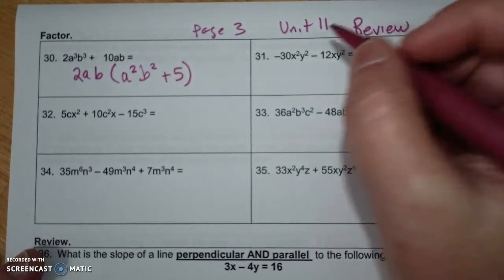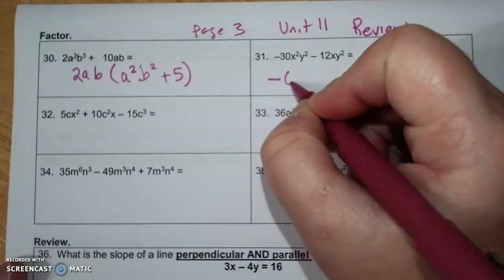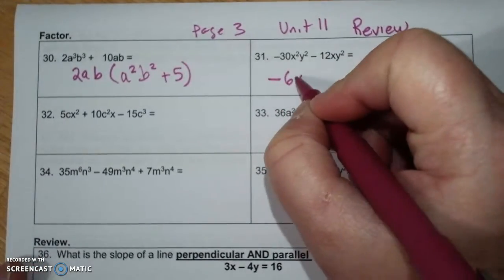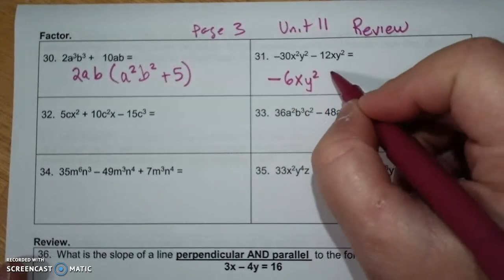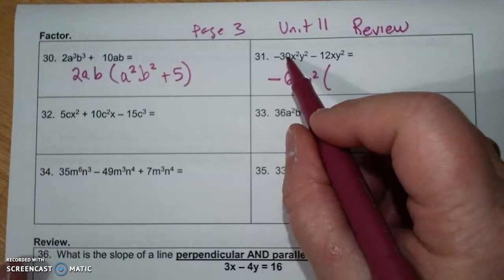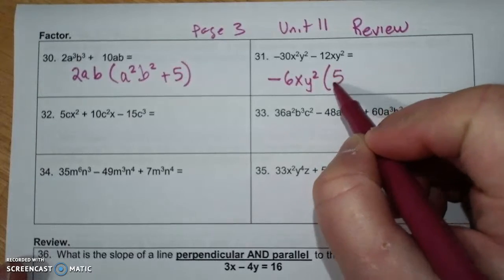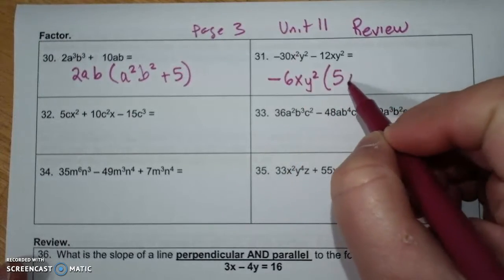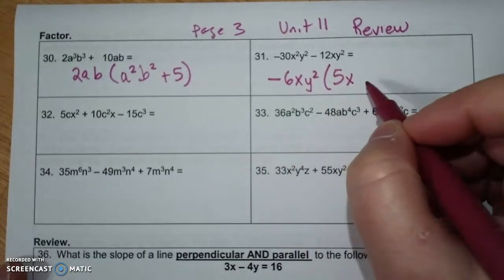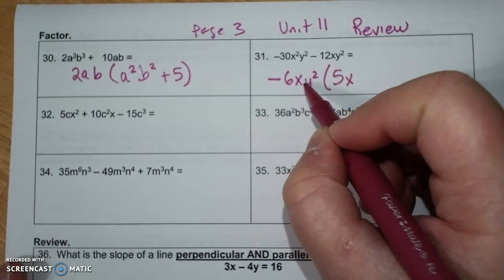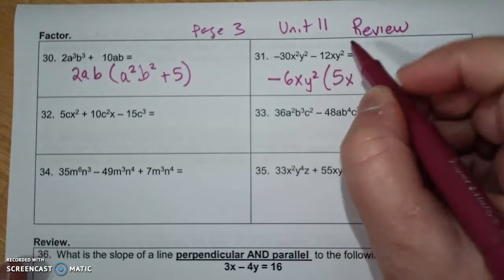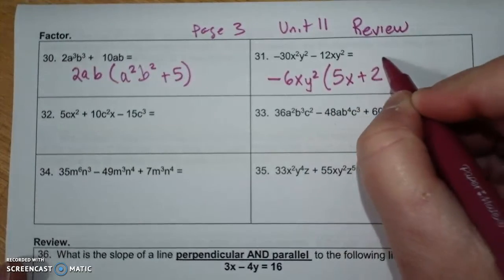The next one, I can take out a negative, I can take out a 6, I can take out an x, and I can take out both y squared. If I take out a negative 6 out of 30, I get 5. X squared, I have an x left over, and y squared is fine. If I take out a negative 6xy squared out of negative xy squared, I have a positive 2.